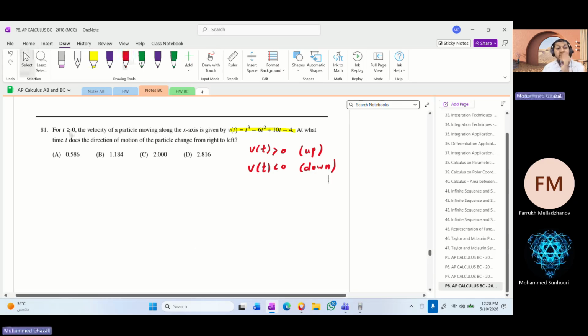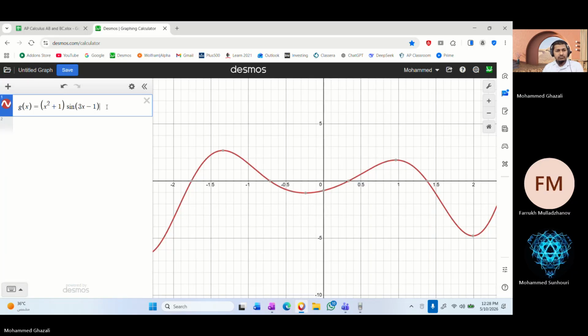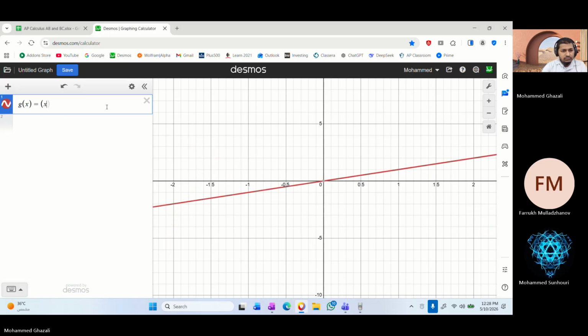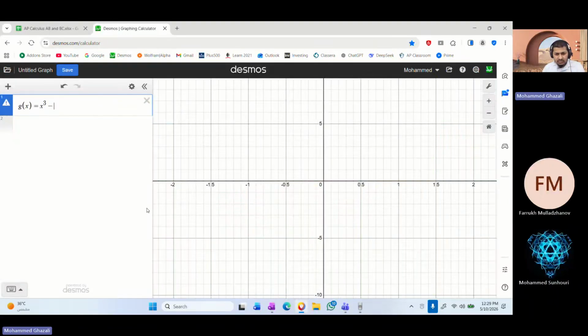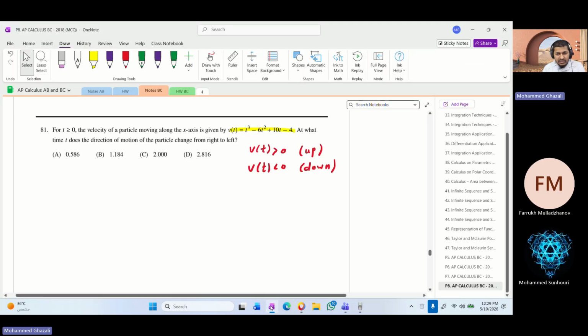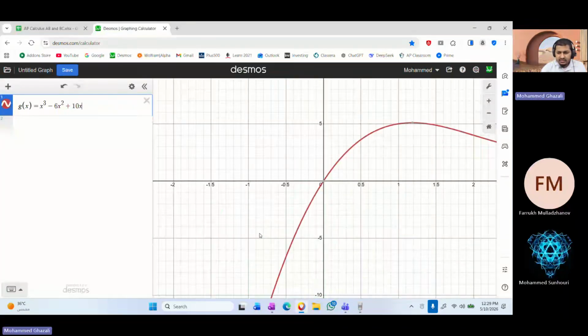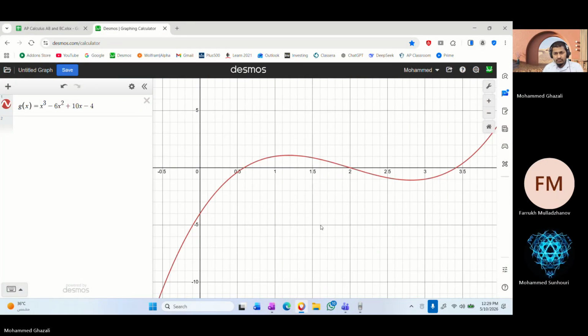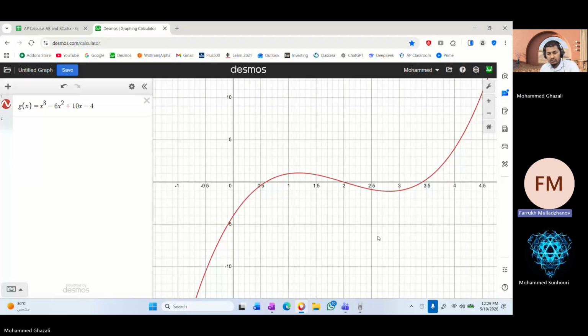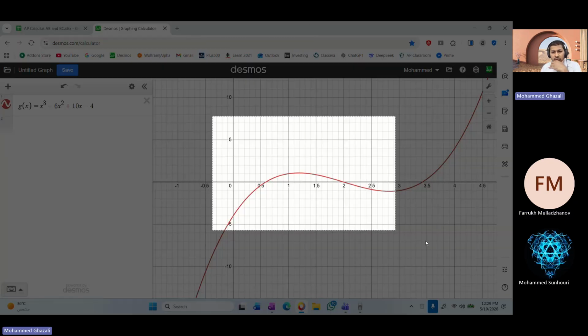For t greater than 0, we're looking in the first quadrant. So t cubed minus 6t squared plus 10t minus 4. Let me just make it x to the power 3 minus 6x squared plus 10x minus 4. You don't need to worry about changing x's. Yeah, you're only looking at the x-intercepts.